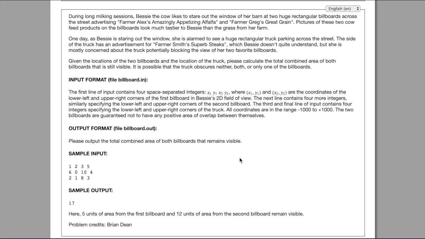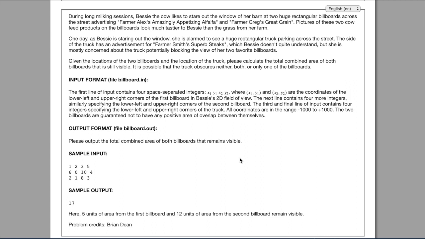Today I'll be going over this 2017 December bronze problem 1. It's called Billboard, and it's about Bessie, who's a cow, and she likes to stare at two huge rectangular billboards while she's grazing. But unfortunately, one day a truck comes in and blocks part of the boards' view.